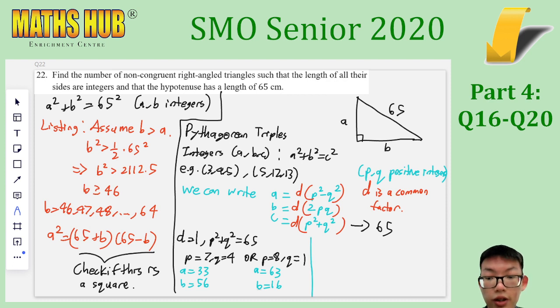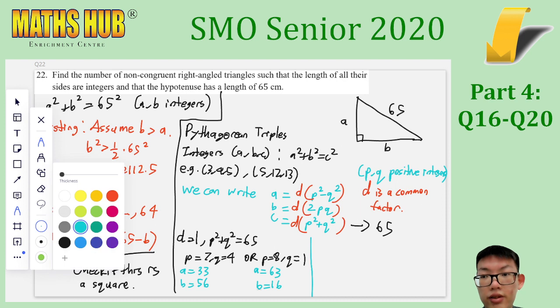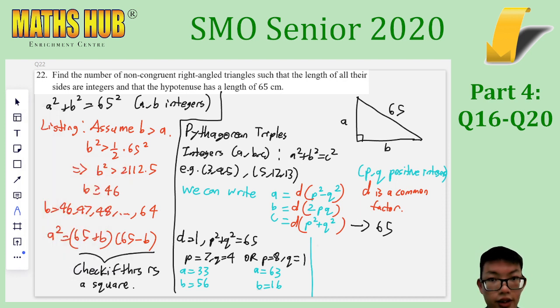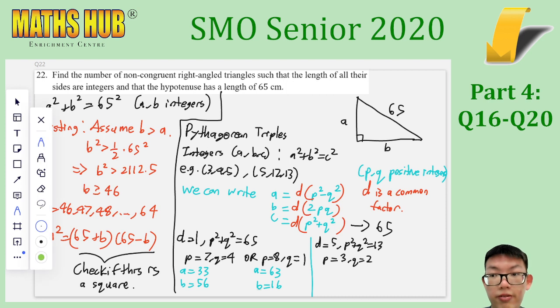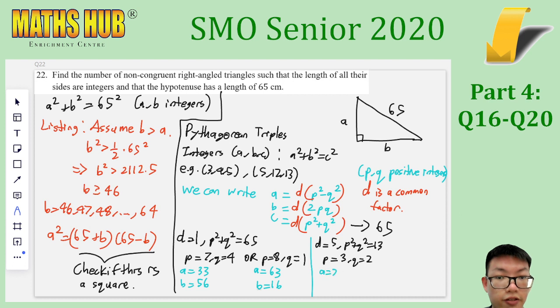Now there are a couple more, and those are easier to deal with. So if d is equal to 5 and p squared plus q squared equals 13, then the only case is p is 3, q is 2. Substituting in, you realize that this is actually a 5, 12, 13 triangle, just scaled up by 5. So a is 25 and b is 60.